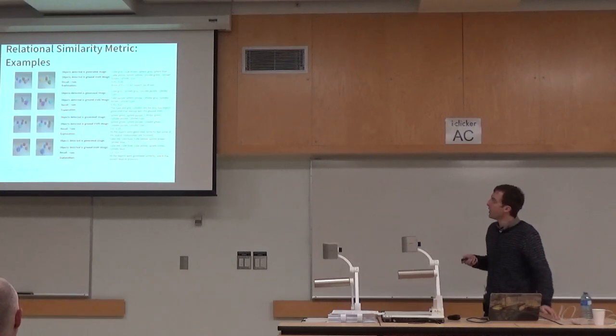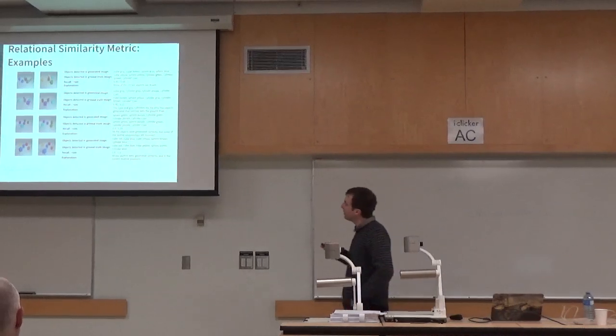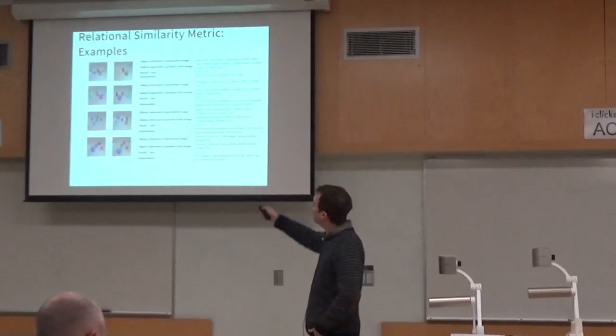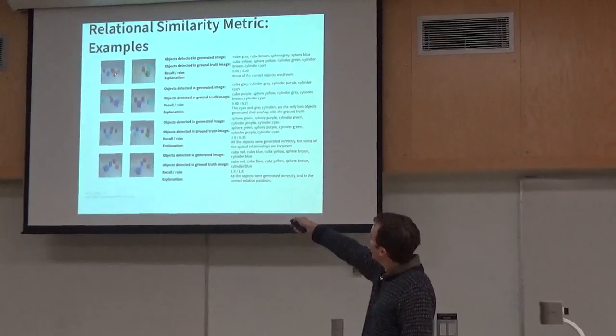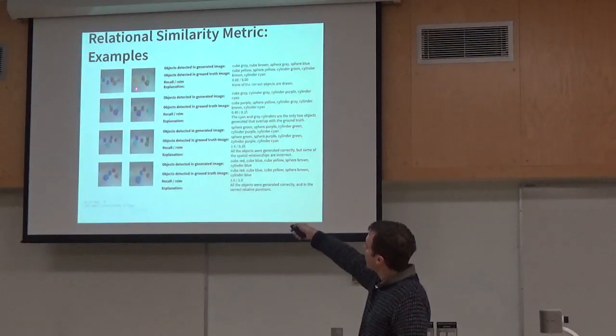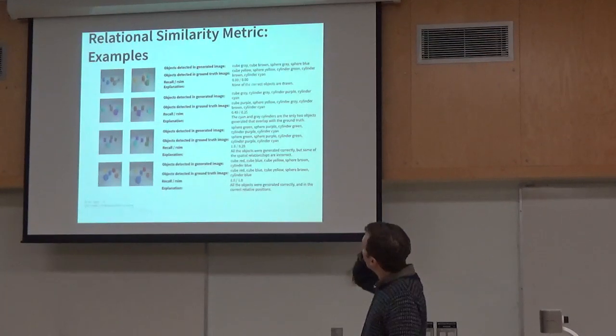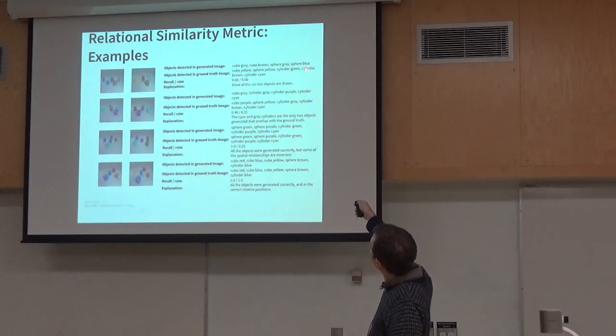So just to give you some examples of how this would work, take for example this generated image and this ground truth. Okay, so in the generated image, we've got a gray cube, brown cube, gray sphere, blue sphere, yellow cube, yellow sphere, green cylinder.